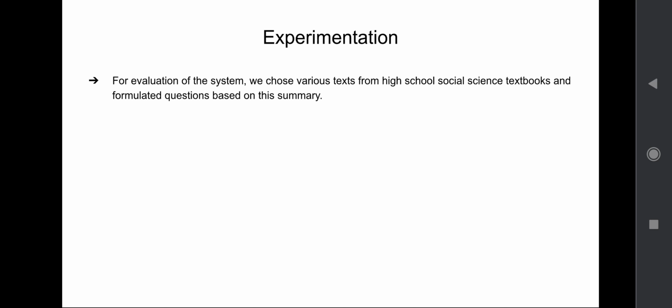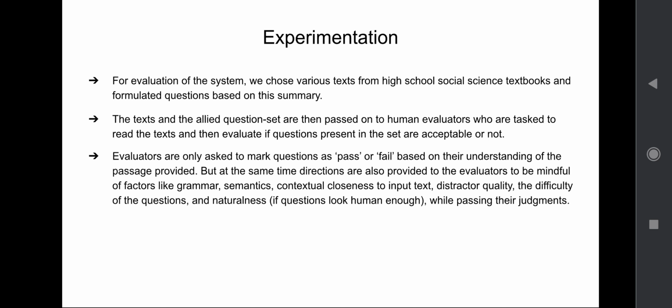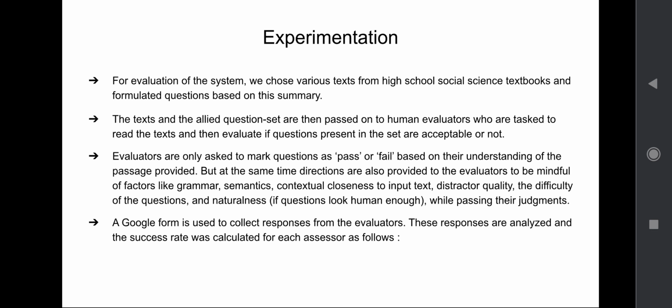Now about the experimentation. For evaluation of the system, we chose various texts from high school social science textbooks and formulated questions based on this summary. The text and the allied question sets are then passed on to human evaluators who are asked to read the text and evaluate if questions present in the set are acceptable or not. Evaluators are only asked to mark questions as pass or fail based on their understanding of the passage provided. But at the same time, directions are also provided to the evaluators to be mindful of factors like grammar, semantics, contextual closeness to input text, distractor quality, difficulty of the questions, and naturalness while passing their judgment. A Google form is used to collect responses from the evaluators. These responses are analyzed and the success rate was calculated for each assessor as follows. Success percentage is number of questions passed upon total number of questions that were given to them.